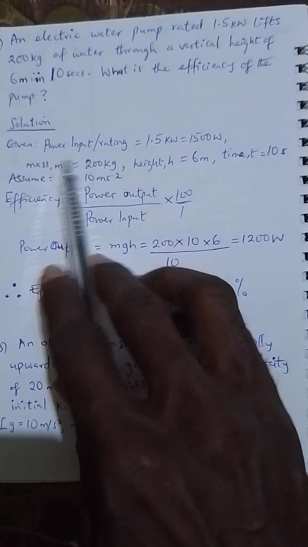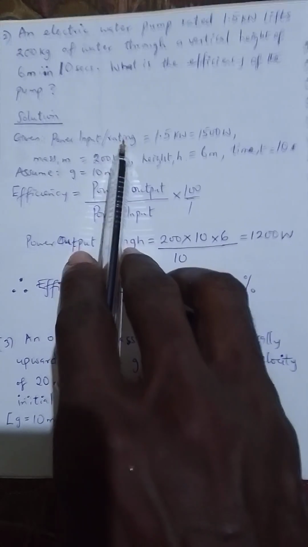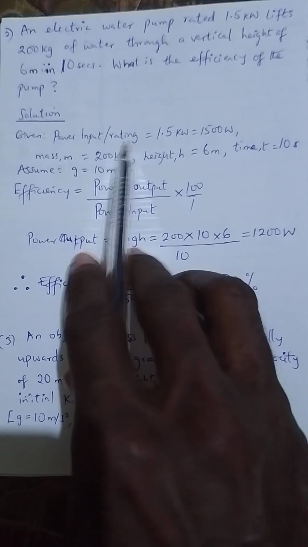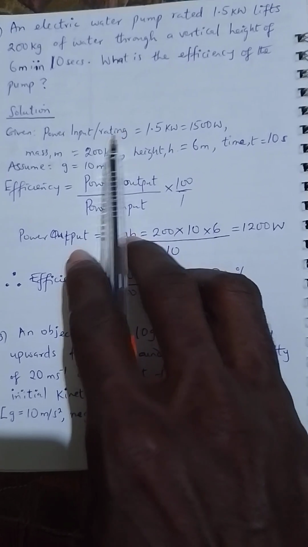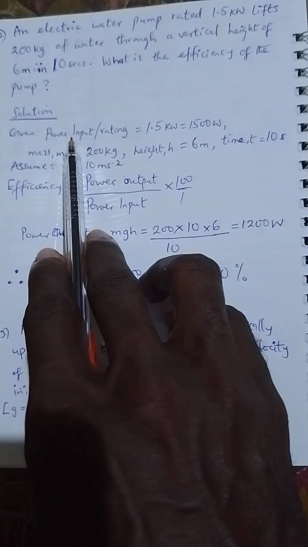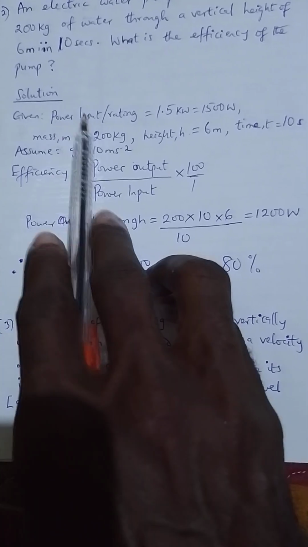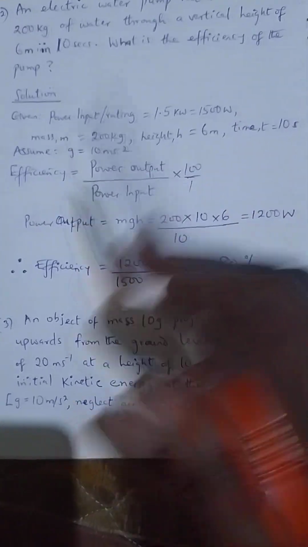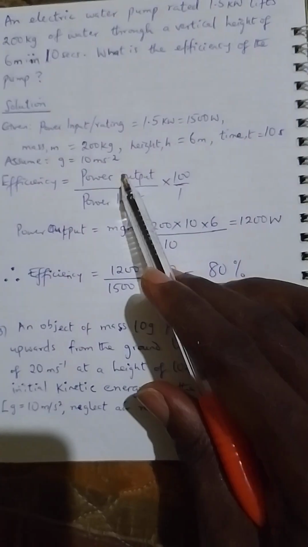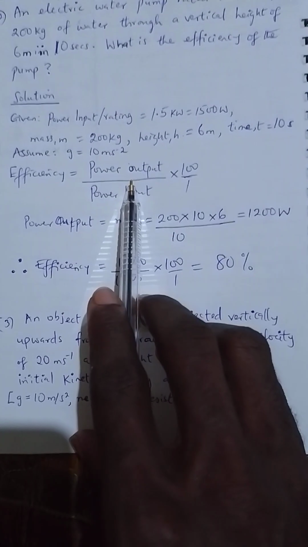Okay, so let's state what we are given in the question. Power input is the rating. Like I said, the power rating of a device or a machine is usually the power input. This is the power that needs to be put into the device for it to work. But take note, not all of that power will be used. Some of the power will be lost due to friction and other issues, so it's usually different from the power output.